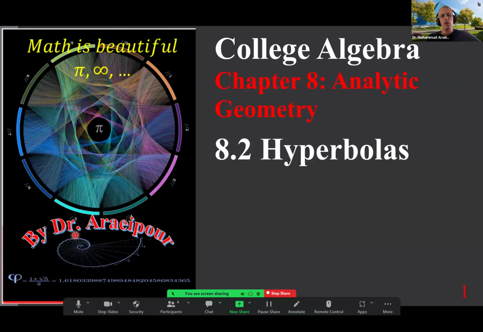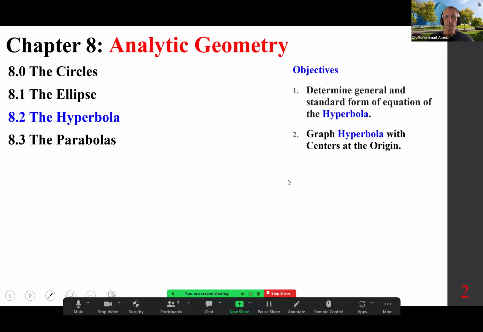Good afternoon, class. We are looking at College Algebra, Chapter 8, Analytic Geometry, Section 8.2, Hyperbolas. So we covered circles, ellipses, and now hyperbolas. The objective would be to determine general and standard form of equation of the hyperbola and graph hyperbola with centers at the origin.